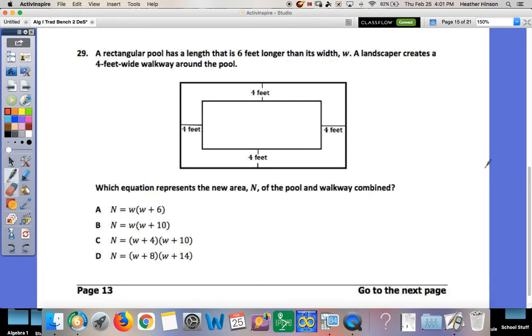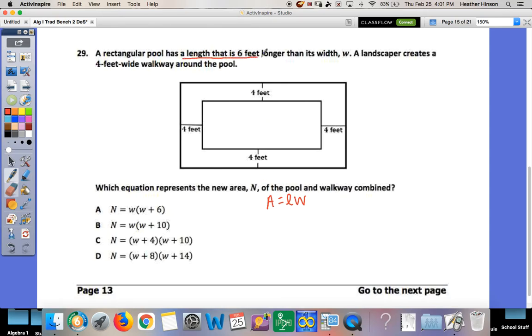29. A rectangular pool has a length that's 6 feet longer than its width. A landscaper creates a 4-foot wide walkway around the pool. Which equation represents the new area of the pool and walkway combined? So area is length times width. You're going to have a formula sheet. It's on the Schoology page where you can find all your formulas that you may need for tomorrow for your Case 21. So what do we have here?